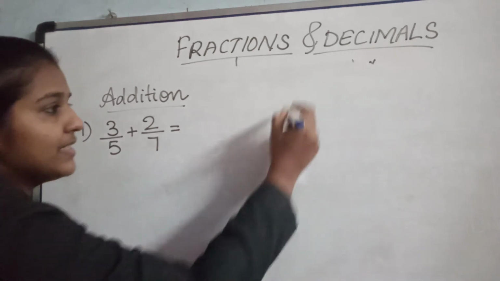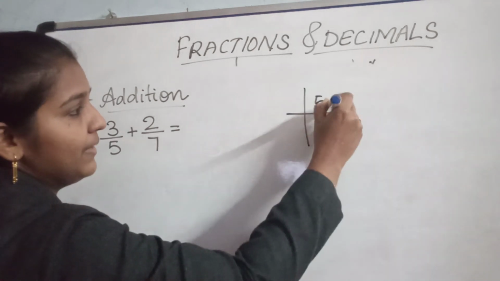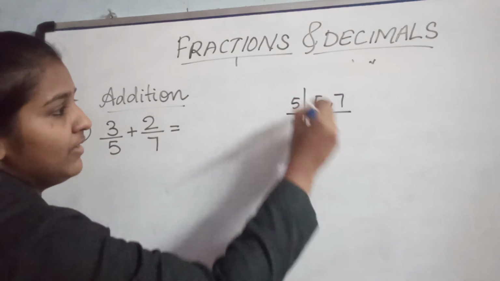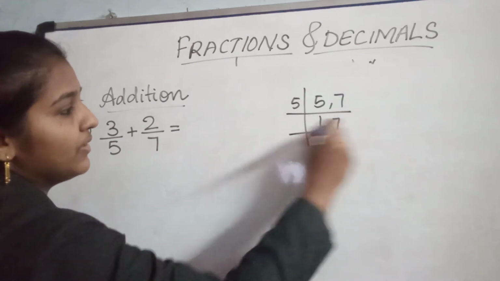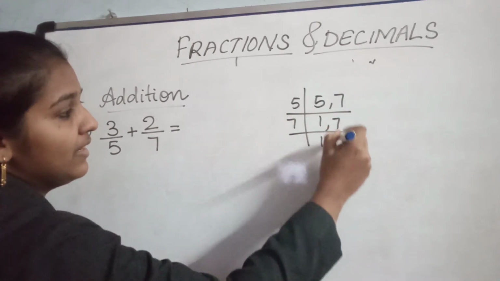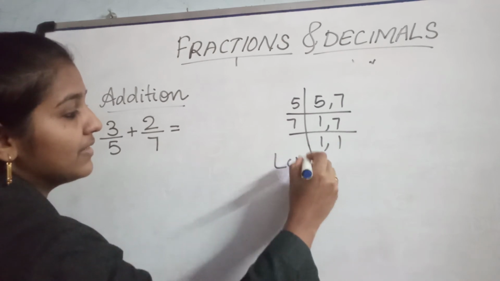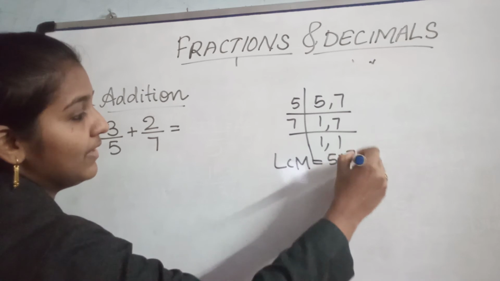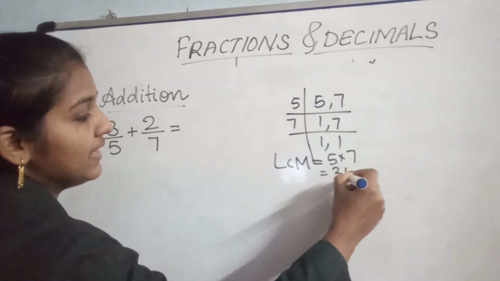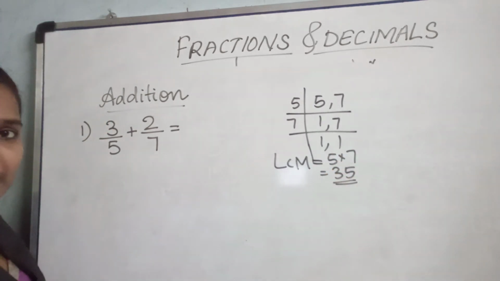Okay. So let's take the LCM of 5 and 7. So that is 5, 1, 5. Bring down the 7. Then 7, 1. 1 times 7. Okay. So what is the LCM? LCM is equal to 5 into 7. 7 5s are 35. So 35 is the LCM.